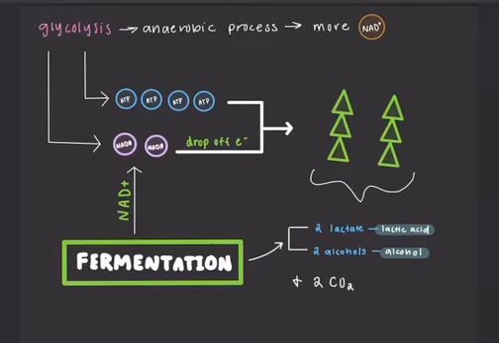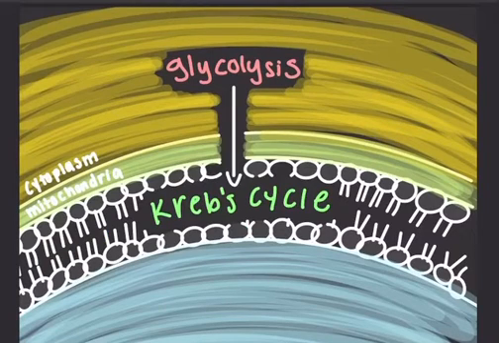So for a plant, it would go through alcohol fermentation, where it would produce 2 alcohols and 2 carbon dioxide molecules. But if it's in an animal, it would create 2 lactates, and it's through a process called lactic acid fermentation. The Krebs cycle, also known as the citric acid cycle, occurs in the mitochondria.